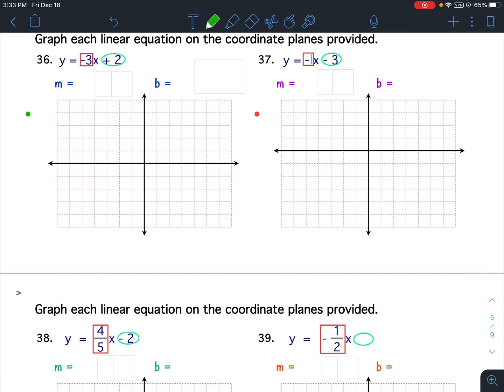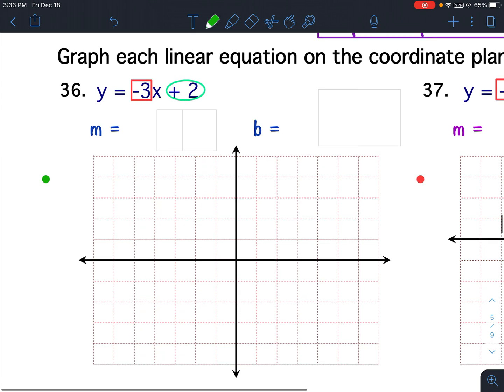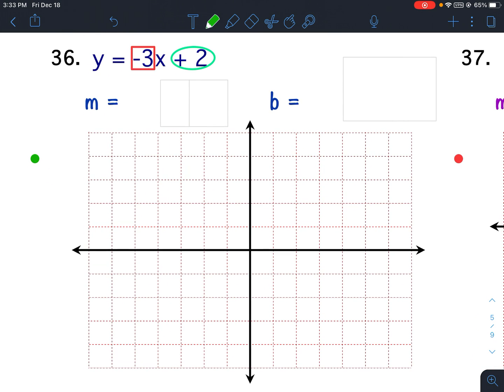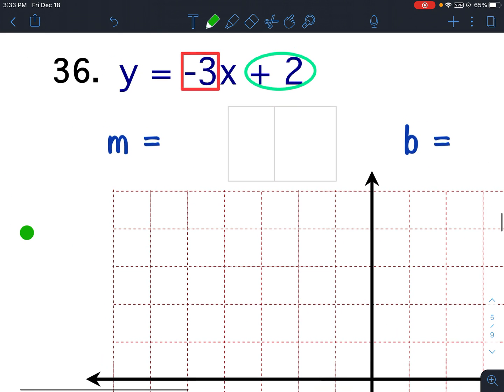Okay, so for 36, notice how I have a box in front of the coefficient of x, or the number in front of x, and then I have the number at the end circled. That's because I boxed the slope and I circled the y-intercept. So the slope for 36 is -3. But when graphing, we need the slope to be a fraction. So I'm going to take that -3 and put it over 1.